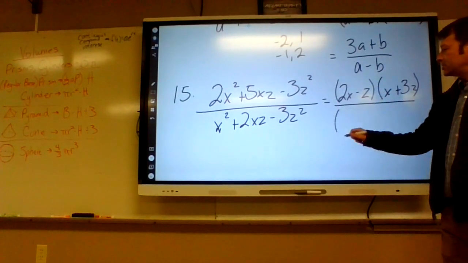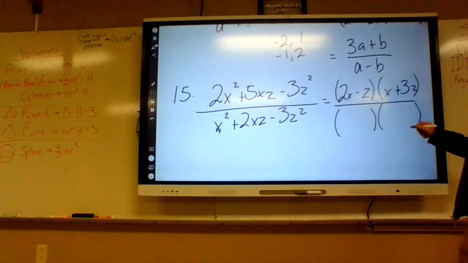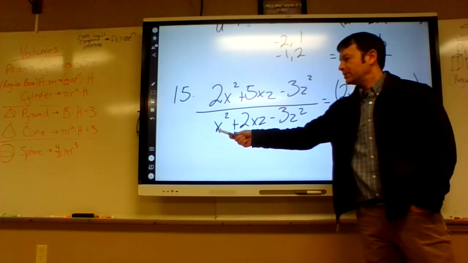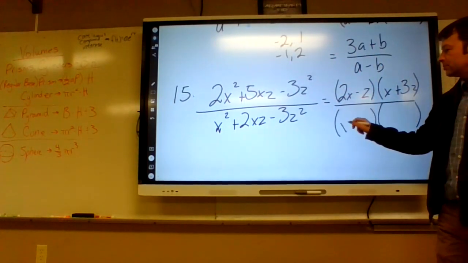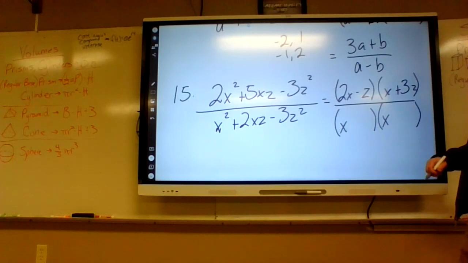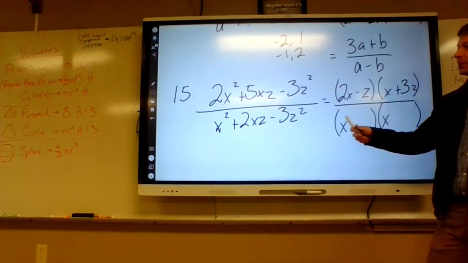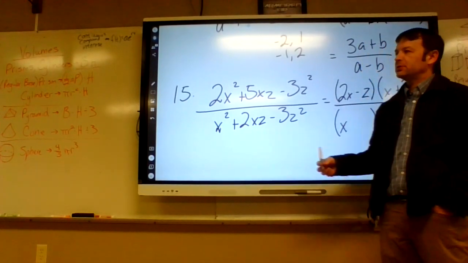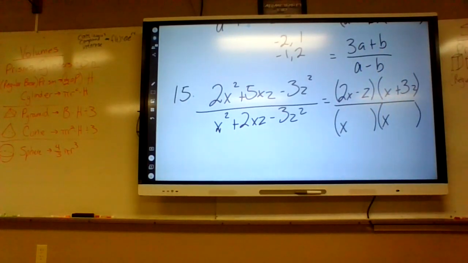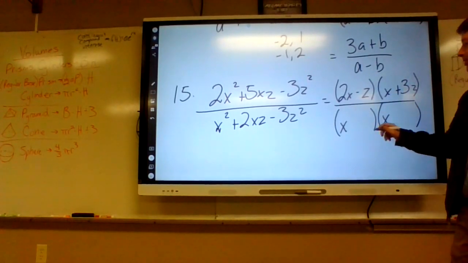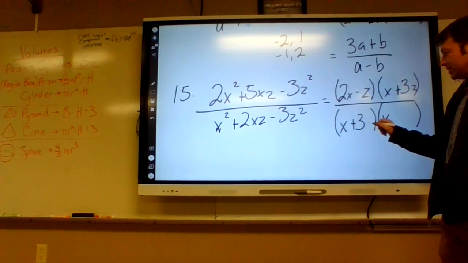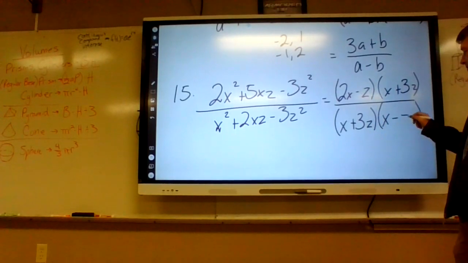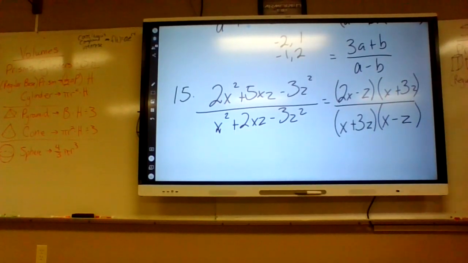And the bottom looks easier because there's no number on the front. So what goes into x squared? X and x. Okay, what goes into negative 3 that can add up to 2? What multiplies into negative 3 that adds up to 2? 3 and negative 1. So it's plus 3 and minus 1z.